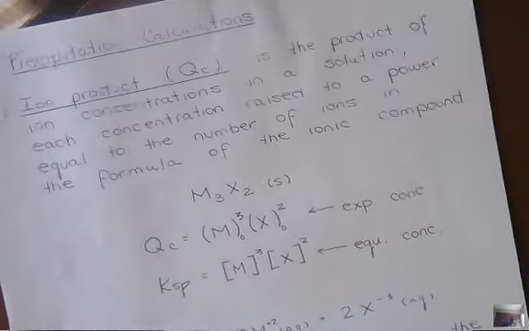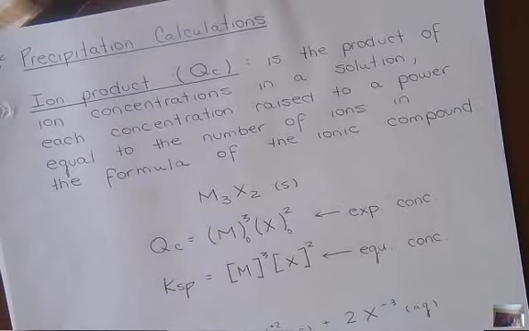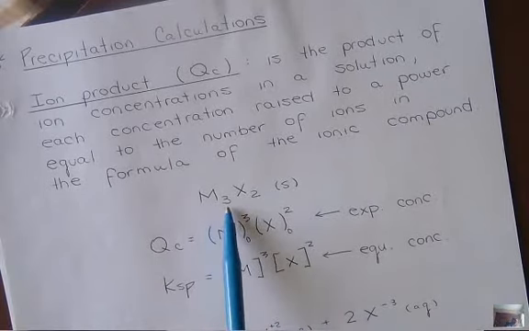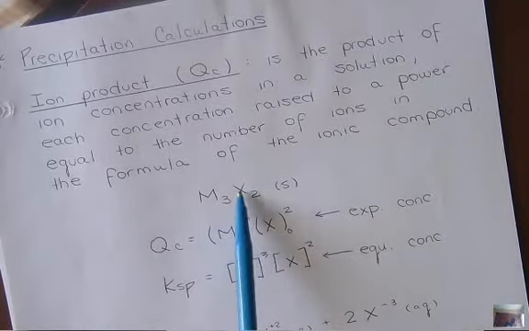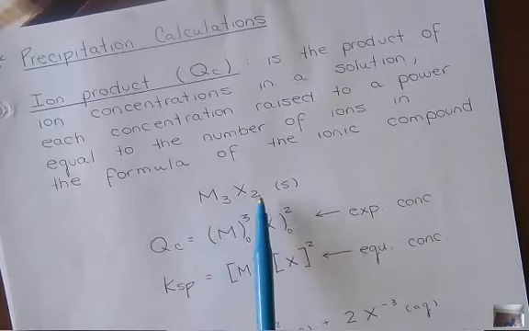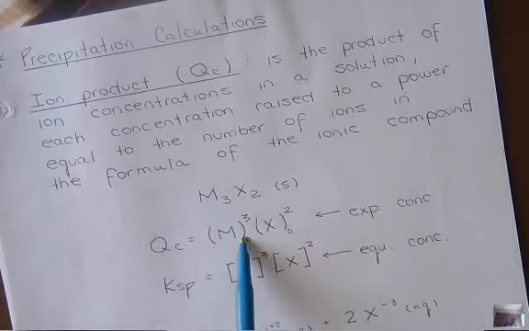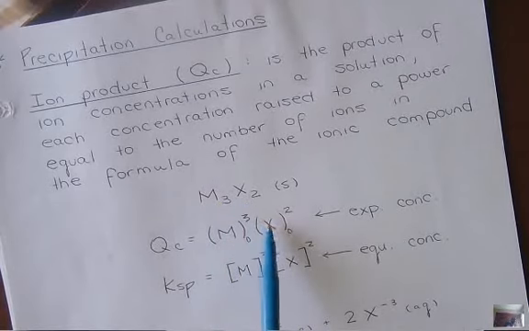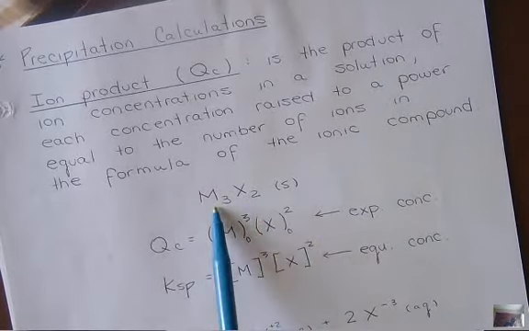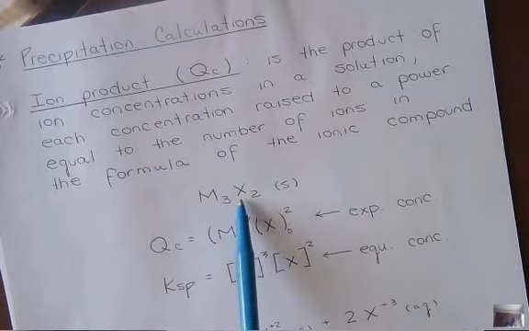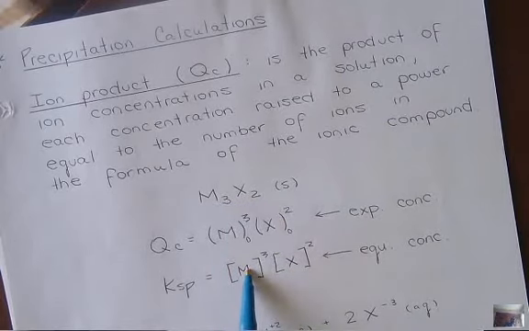It's really the same thing. So the ion product is the product of the ion concentrations in solution, each concentration raised to the power equal to the number of ions in the formula of the ionic compound. So if a compound, M3X2, is going to break up into 5 ions, right? 3 plus 2 is 5. It's going to be the initial concentration of the M to the third power times the initial concentration of X to the squared power. Why is that? Because that mimics what the KSP looks like.